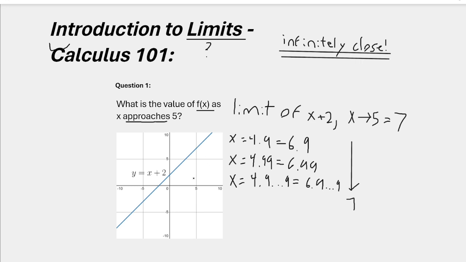And we can notice that if we actually look at the graph here, we have x is equal to 5, and that, well, looks to be 7. You can also see that we're approaching 7 from both sides of the function.